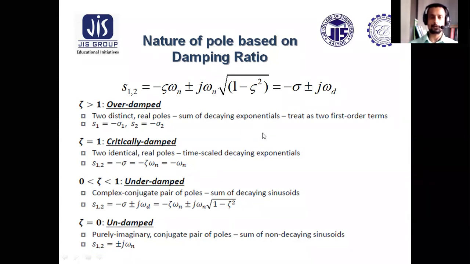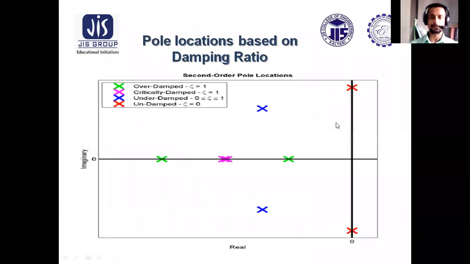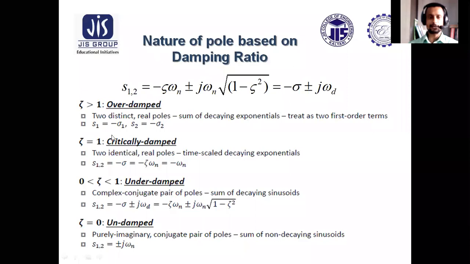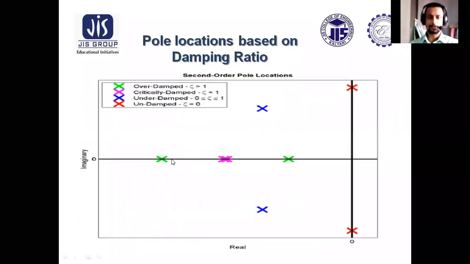Now let us move to the next slide. This slide shows the pole location based on damping ratio. This green shows the overdamped system. Let us move to the previous slide. For an overdamped system, poles will be real. Both the poles will be real, and both the poles should be distinct. So the poles are at different values, shown by green, and both the poles are real values.